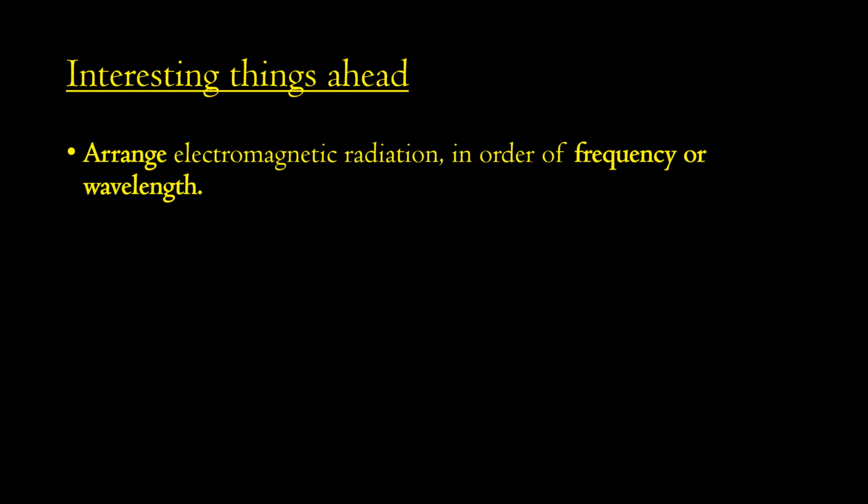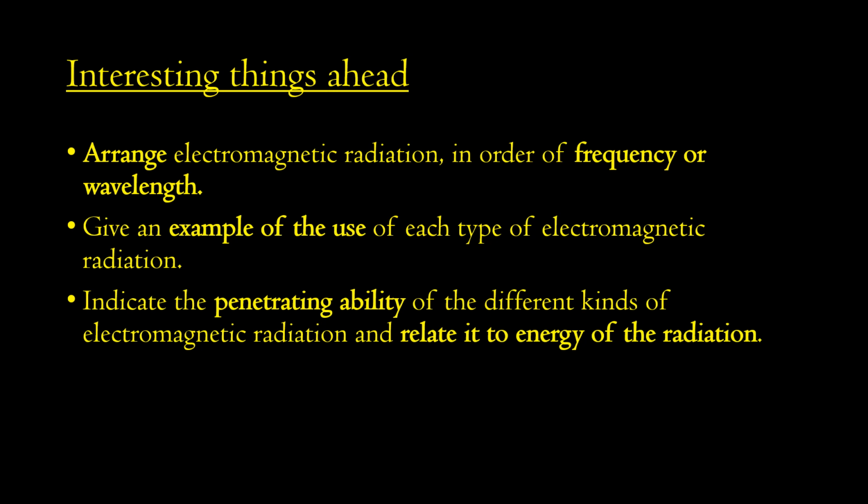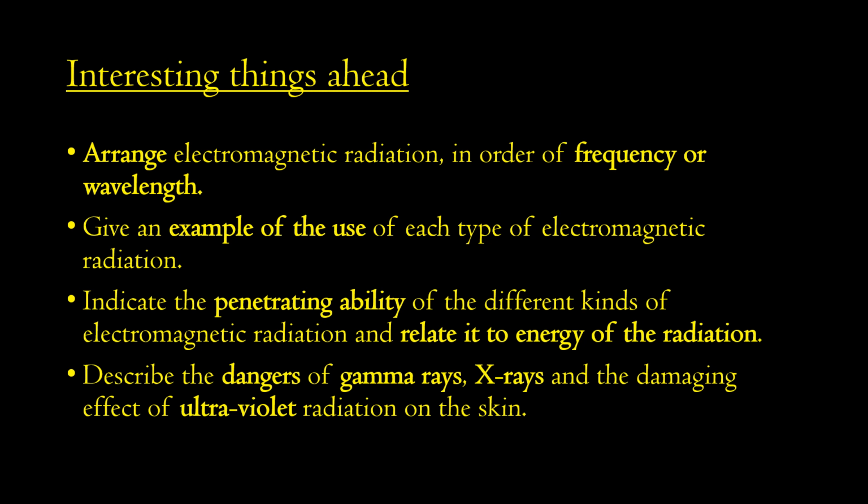So, at the end of this lesson, I hope that you will be able to arrange different types of electromagnetic radiation in order of frequency or in order of wavelength. Give an example of the use of each type of electromagnetic radiation. Indicate the penetrating ability of different kinds of electromagnetic radiation and relate it to the energy of that radiation. Describe the dangers of gamma rays, X-rays, and the damaging effect of ultraviolet radiation on the skin.